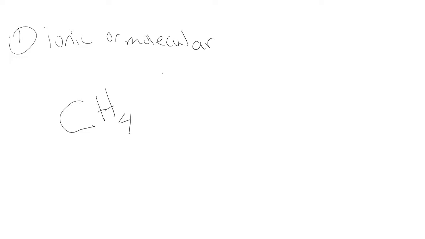So we ask ourselves, is this a metal or a nonmetal? We know that's carbon. Carbon is a nonmetal. And hydrogen, is that a metal or a nonmetal? We both know that hydrogen is a nonmetal. So if we have two nonmetals together, we know that this compound is molecular, or non-ionic.